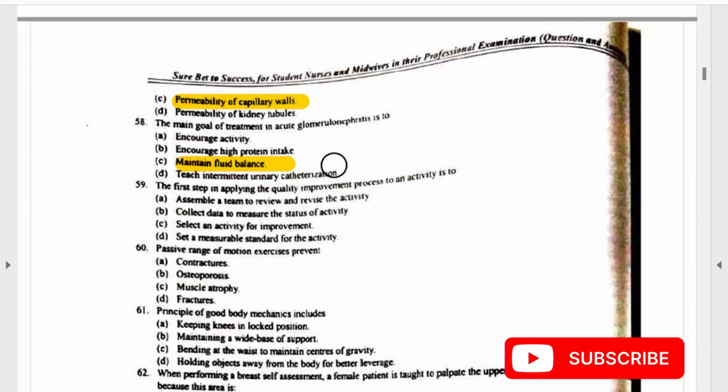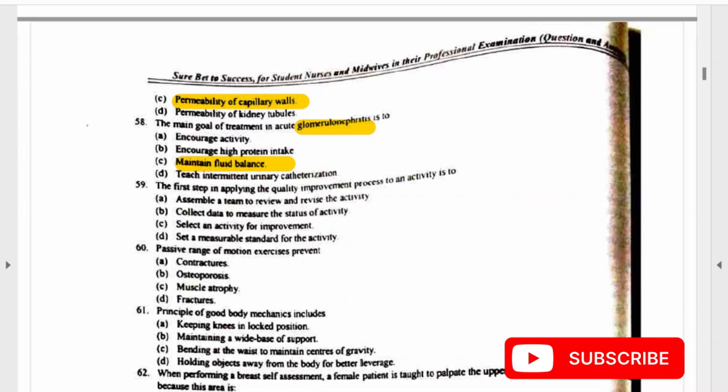So what it's actually saying is that, for all the answers we have been attempting for the past 7 questions, if you notice, all of them seem to be the answer, but only one is the most correct. And in this case, to maintain fluid balance is the most correct one here. Glomerulonephritis is actually an inflammation of the glomeruli in the kidney, and it impairs the ability to filter water and waste. So the main aim is to maintain fluid and electrolyte balance. They should have added electrolyte balance here.